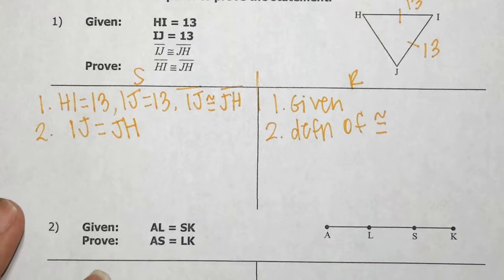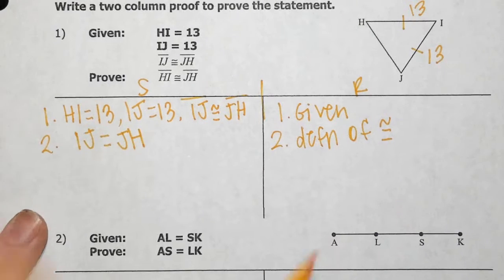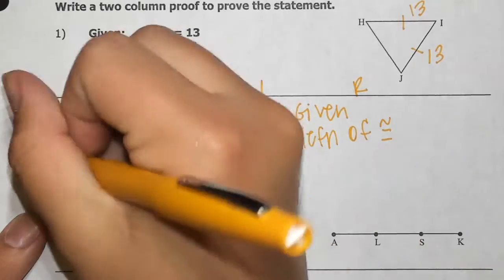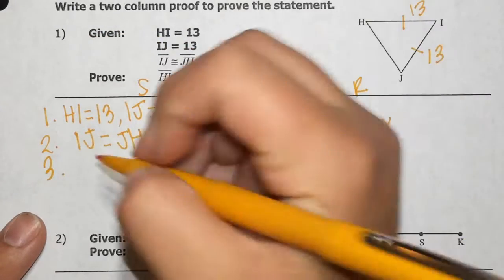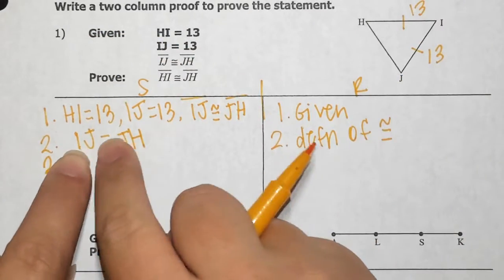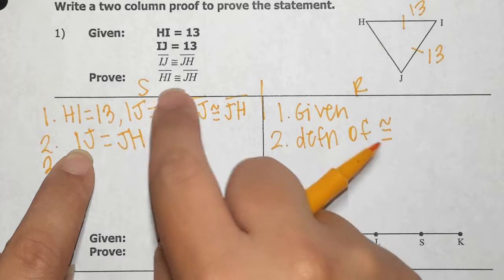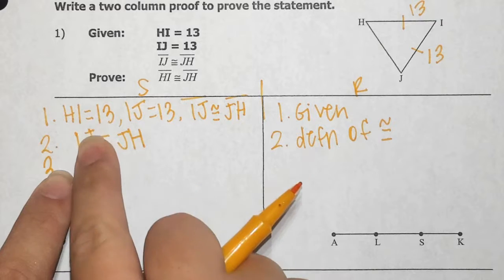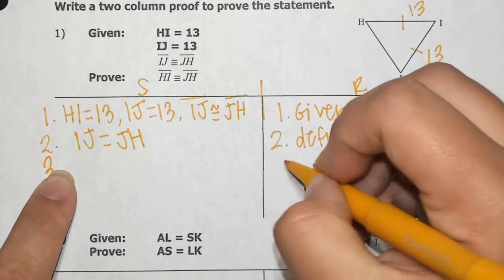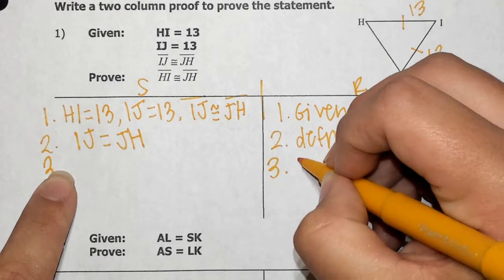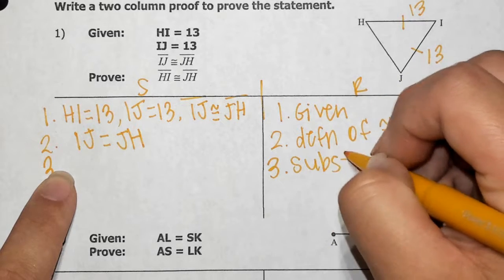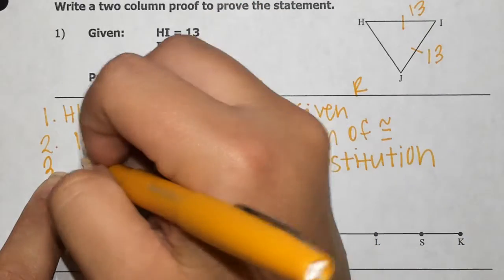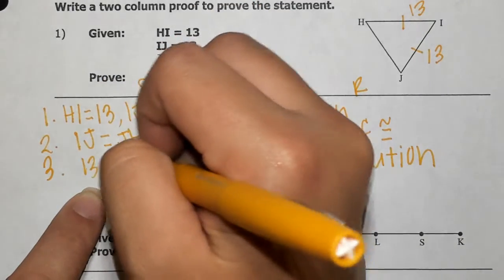Okay. Now, isn't IJ equal to JH? That's true, right? What is IJ equal to? You see how it's equal to 13? So instead of writing IJ, we can plug it in, which is by what? Substitution. Now we can say 13 is equal to JH.